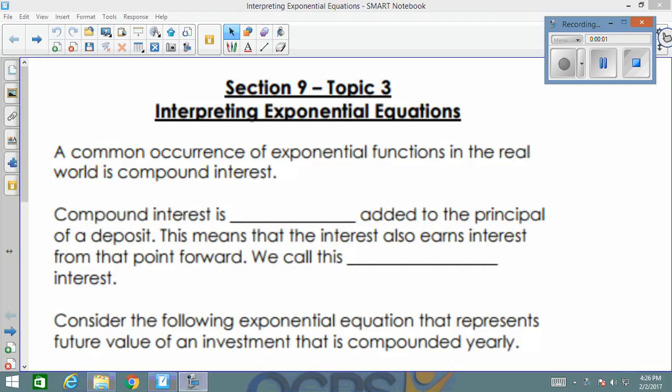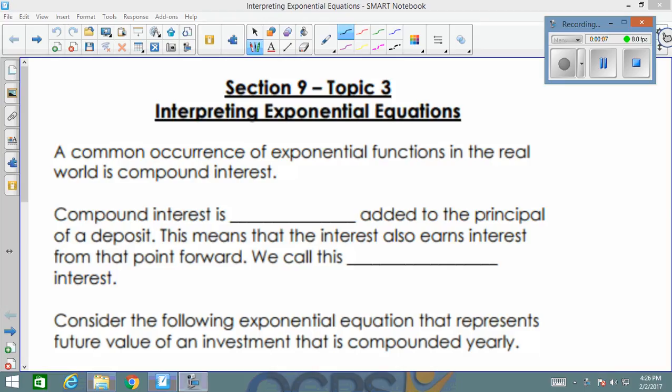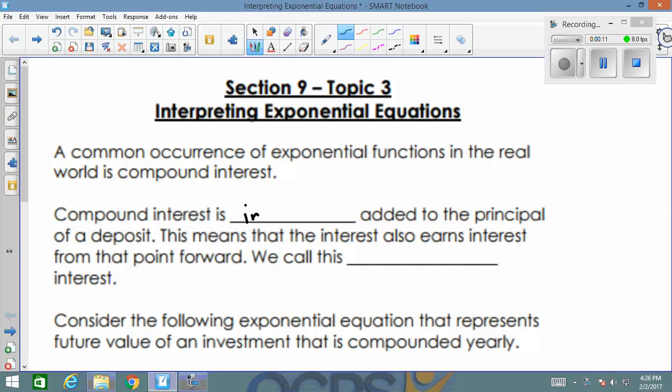Today we're going to talk about exponential equations and interpreting them. Today we're going to really talk about compound interest, okay? So compound interest is interest added to the principal. Remember the principal here? The principal. This means initial.